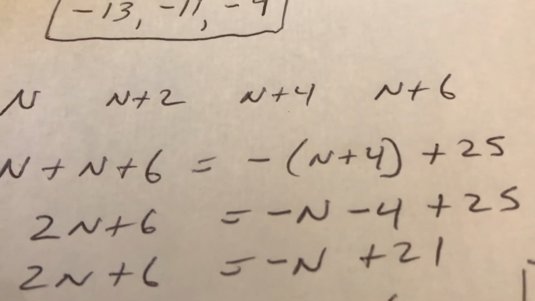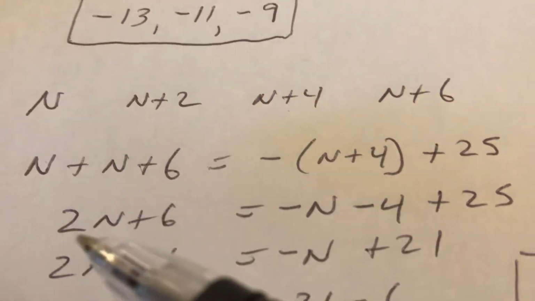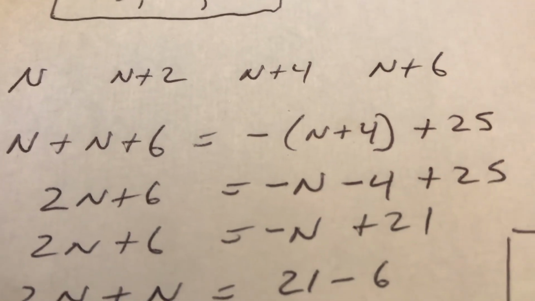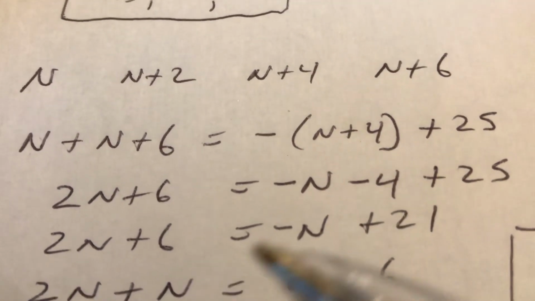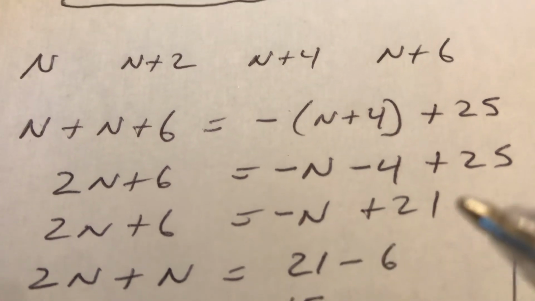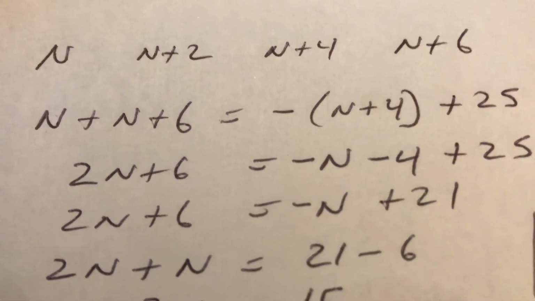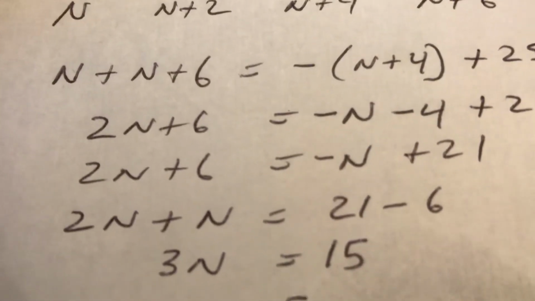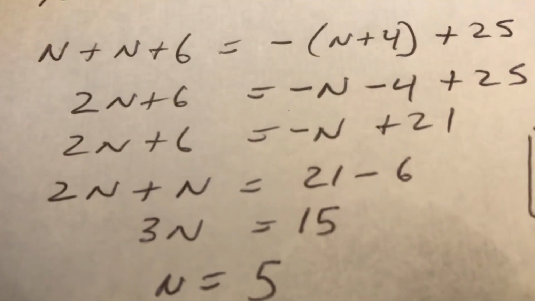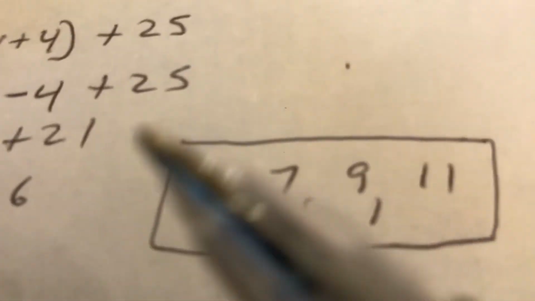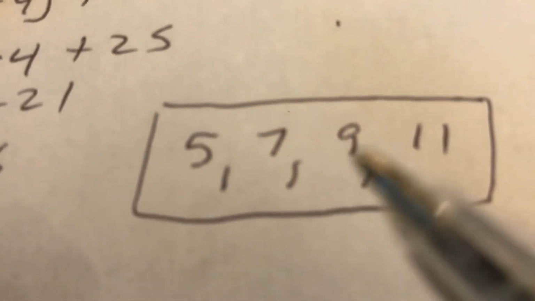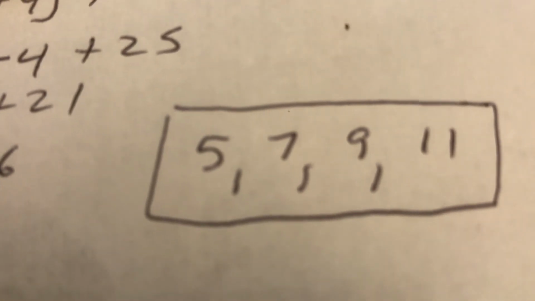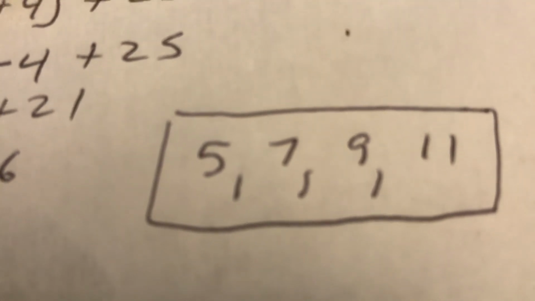Opposite means the negative. So n plus n is 2n plus 6 equals negative n minus 4 plus 25. So 2n plus 6 equals negative n plus 21. 2n plus n equals 21 minus 6. 3n equals 15. n equals 5. So my answer is 5, 7, 9, and 11. You do a lot of these problems in the Algebra II book, so it's good to learn those now.